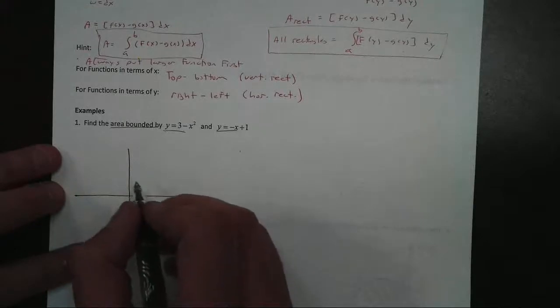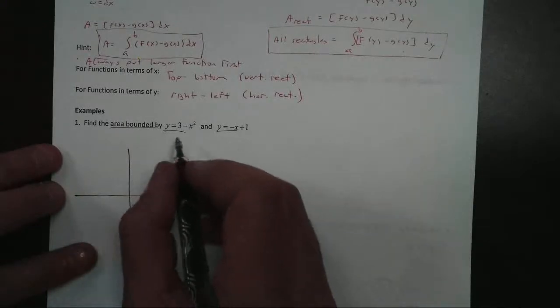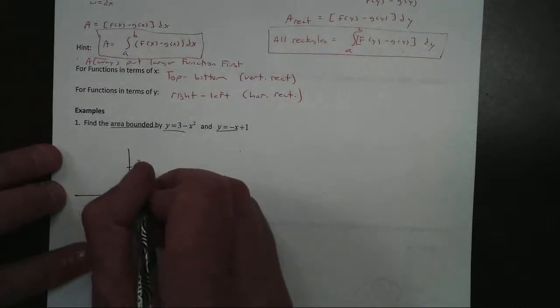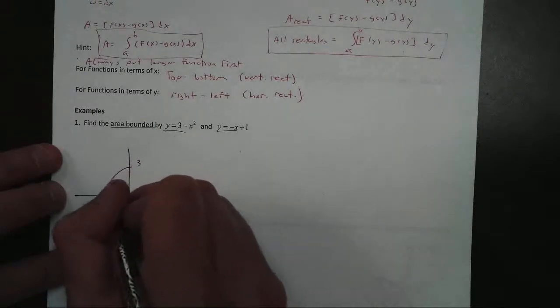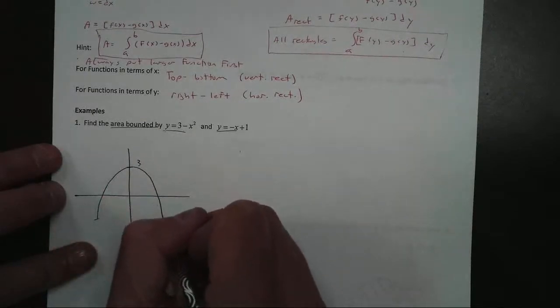And to do this, let's see here. It's 3 minus x squared, so there's 3. It's minus x squared, so it's opening down. There's my parabola.